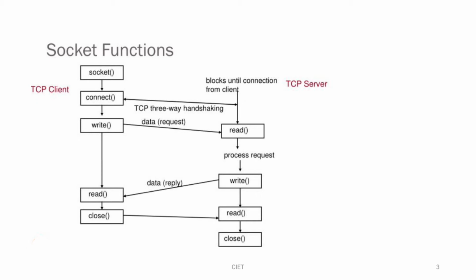This is the entire socket function diagram representation for the TCP client and the TCP server. So here we have used different types of functions like socket function, bind function, listen, accept, write, read, close. Now we will discuss the individual functions and the functionalities of those individual functions.